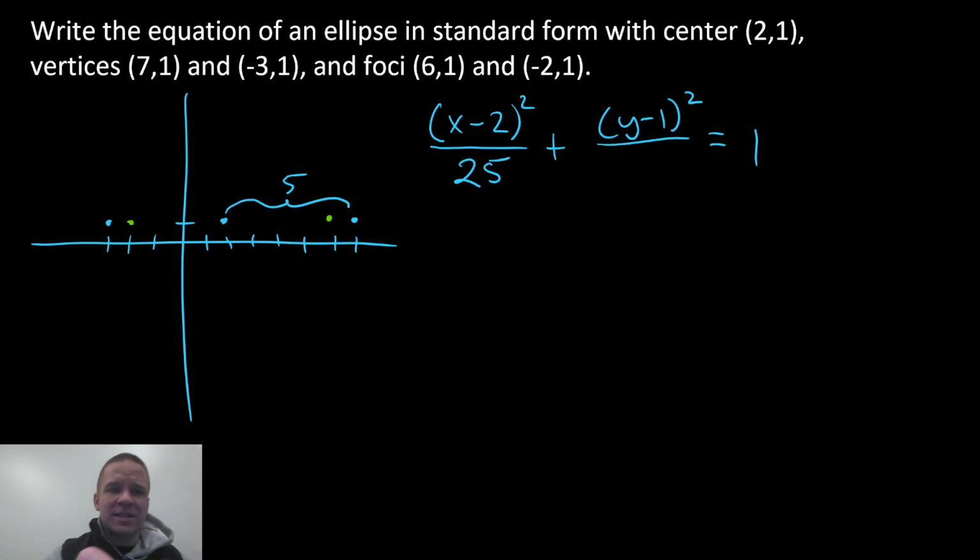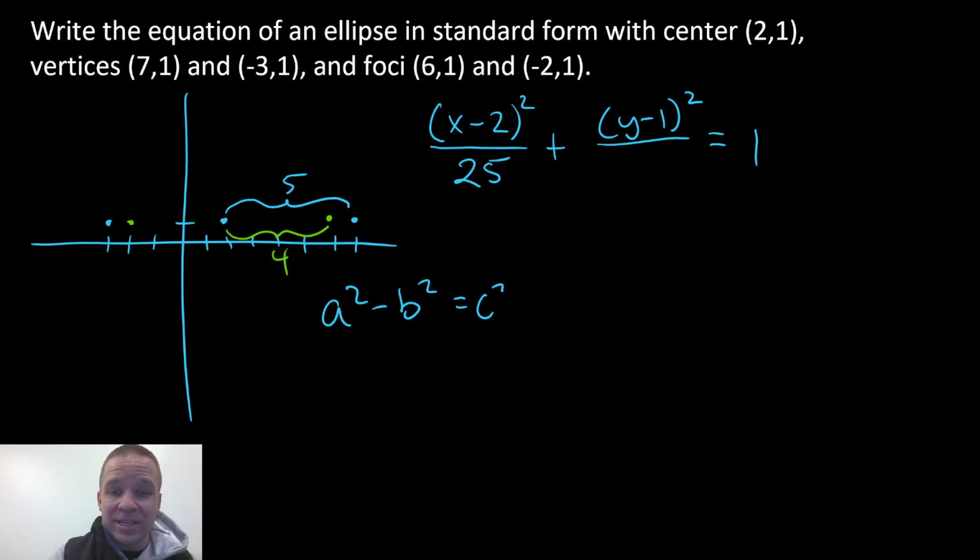Then what's the distance from the center to one of my foci? That's 1, 2, 3, 4. Well, that's not what's going to go underneath the y. It's not going to be 16 there, but I do know that a squared minus b squared is equal to c squared, right? That's how I can get my c value usually when I have both of those. So I can still use that to solve for my b value.